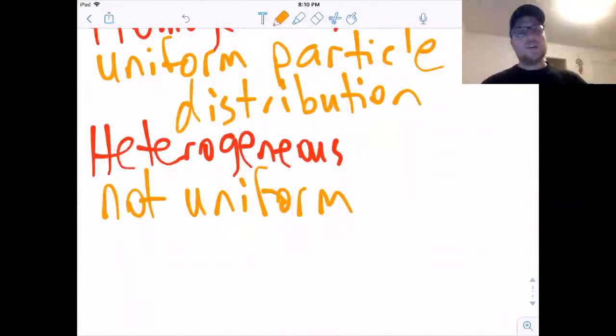Versus a homogeneous mixture is something like salt water. That salt dissolves in water. You can't really tell that there's salt in it. So it's distributed itself uniformly throughout that mixture. So we call that a homogeneous mixture.